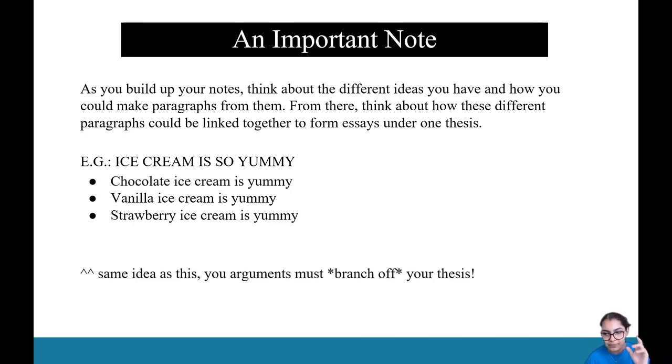That's the key here. So if my question is, "Ice creams are the most delicious dessert, to what extent do you agree?" That's my question. My thesis will be that ice cream is so yummy, that ice creams are indeed the best dessert ever. And then my three paragraphs could be: firstly, chocolate ice cream is yummy; secondly, vanilla ice cream is yummy; and thirdly, strawberry ice cream is yummy. So we have the same idea, but the arguments branch off our thesis. They branch off this big idea here.